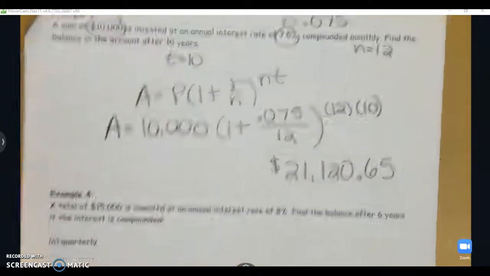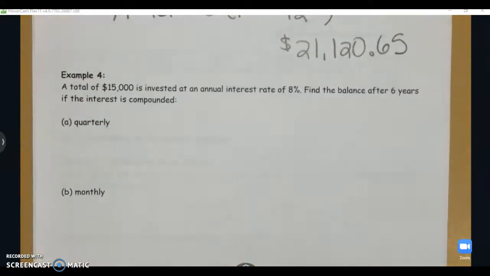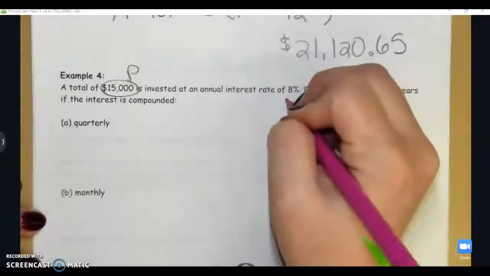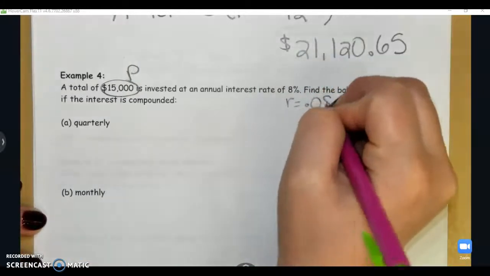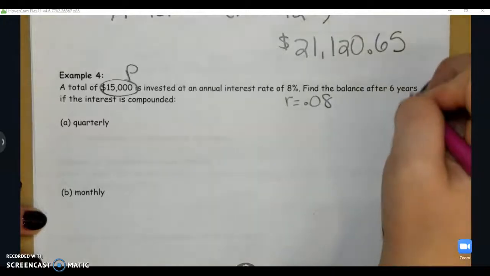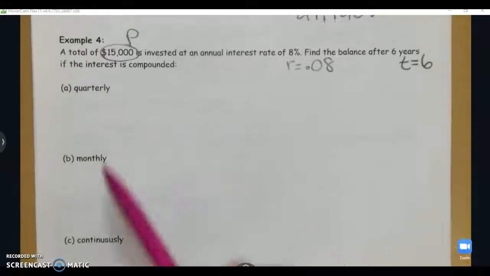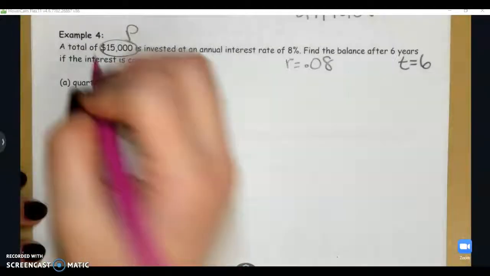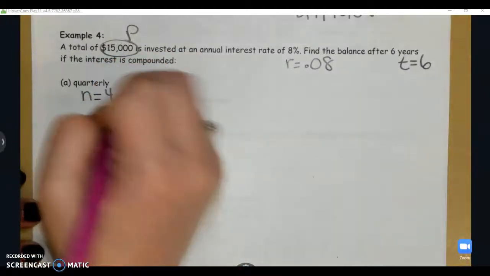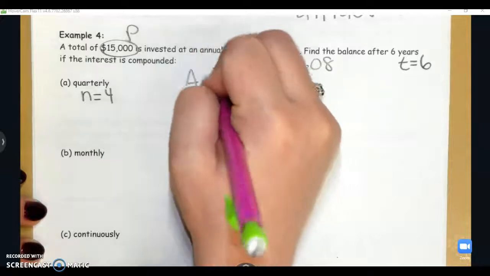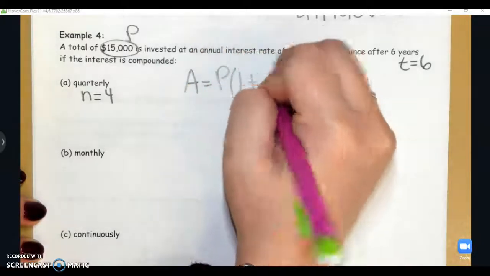All right, last problem. If we are investing $15,000, that is our principal. Annual interest rate of 8%, that means that R is 0.08. Find the balance after 6 years, that means T is 6, if we're compounding quarterly, monthly, continuously. So we're going to compare those three values. If we're compounding quarterly, that means that N is 4, and we're going to be using that first formula that we looked at.